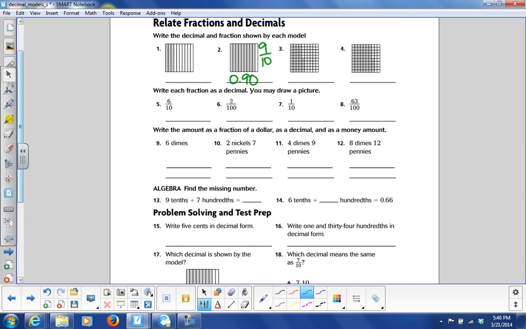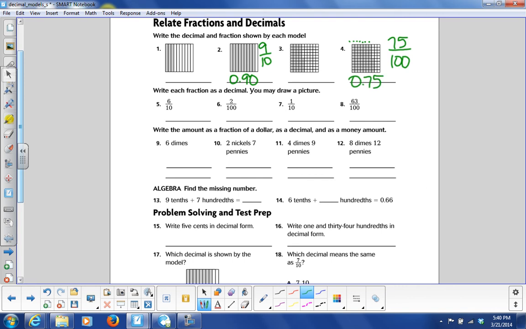Number 4, I know this is broken up into hundredths. Okay, and it looks like I have, let's see, 10, 20, 30, 40, 50, 60, 75 hundredths. Okay, my decimal is going to look like this. I know my 7 is in my tenths place, my 5 is in my hundredths place.